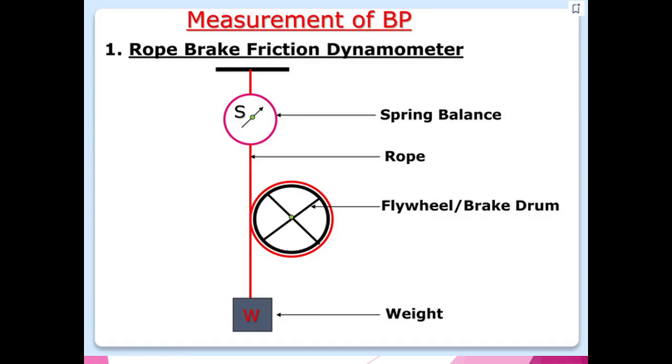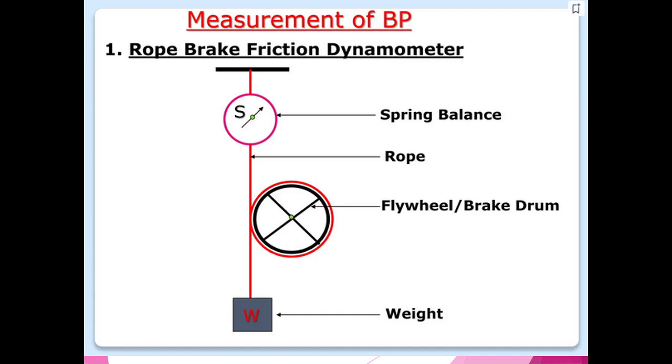Today we will learn about the measurement of brake power. As we know, the brake power we are getting at the crankshaft. So there are various means to apply the brake on the movement of the shaft. And by applying the brake, we are determining the torque which is applied. Using that torque, we are calculating the brake power.